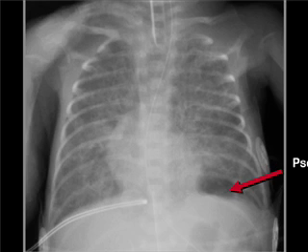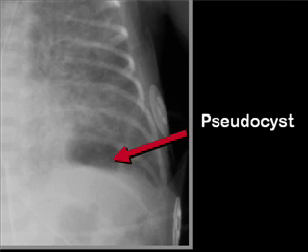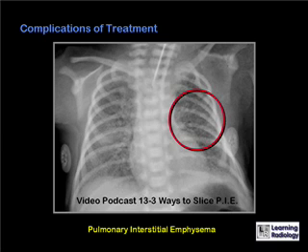This is an example of a pseudocyst. There is hyaline membrane disease in both lungs, and in the left lower lobe, there is a cystic lucency that represents the formation of a pseudocyst from hyaline membrane disease treatment.